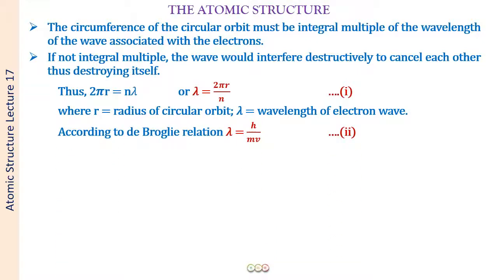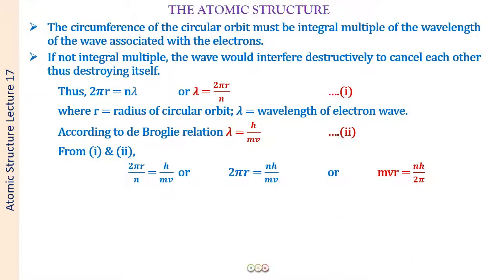And according to the de Broglie relationship, lambda is equal to h over mv, right? So combining these two equations 1 and 2, what we get is 2 pi r over n is equal to h over mv. Fine. So 2 pi r over n from here and h over mv from here. Both are lambda.